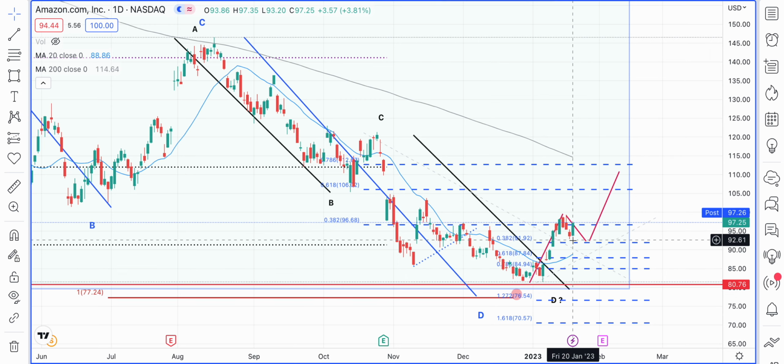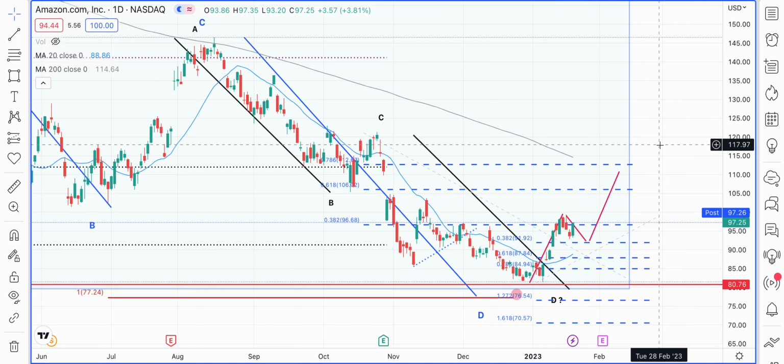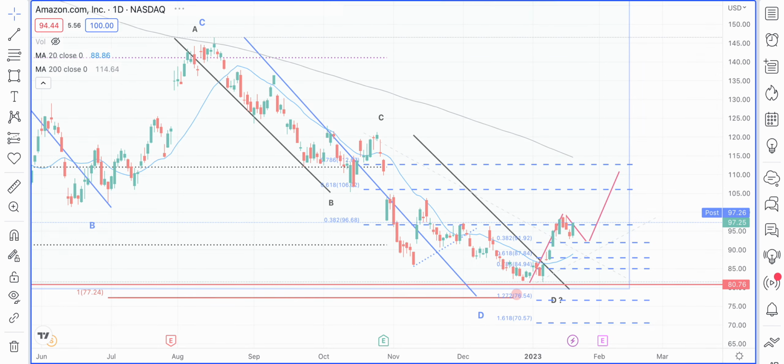So what we're looking at is it could move in an ABCD formation. So that's 1 to 1, and the next levels which we are watching are 106, followed by 112, where we also have the 200-day moving average, just looking above. Okay, so let's take a look at Apple.